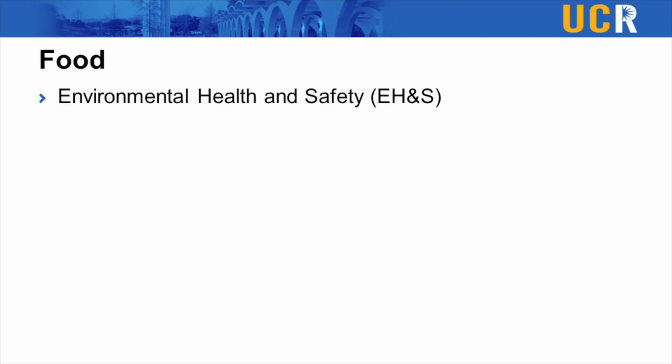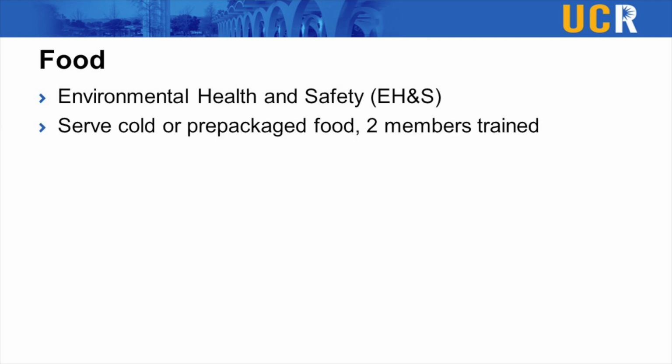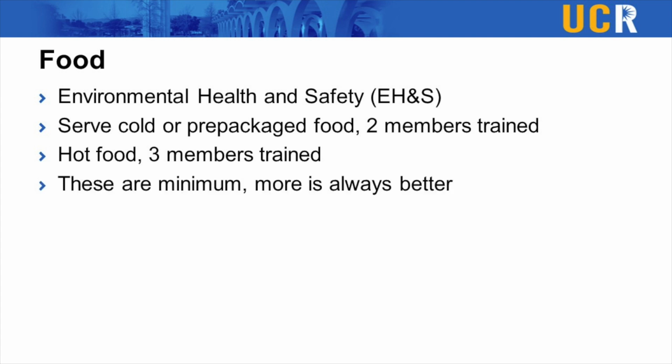After you have a reservation for your room, you will need to go through a quick process with Environmental Health and Safety, or EH&S for short. There's two things to do here. The first is that a certain number of people in your organization need to be trained on food preparation. To serve cold or prepackaged food, you need to have 2 members trained. To serve hot food, you need at least 3 members trained. These are minimum numbers. It's always better to have more of your members trained.